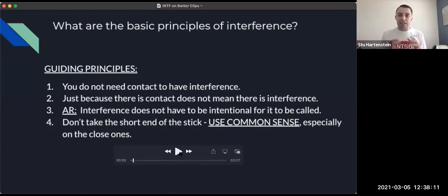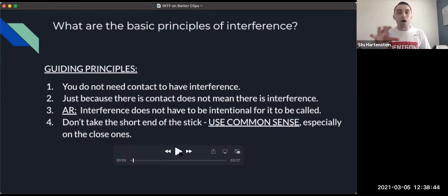The last thing here, and I think this is a big item to think about, don't take the short end of the stick in an argument. When you see something happen, use common sense. Either we know that was probably interference and something was wrong, and on those close ones, default to common sense. Okay, so as we take a look at some of the plays here today, these guiding principles are ones that will definitely come back. The whole idea of contact. Secondly, it does not always have to be intentional. And at the end of the day, just use common sense and you'll get the things right.